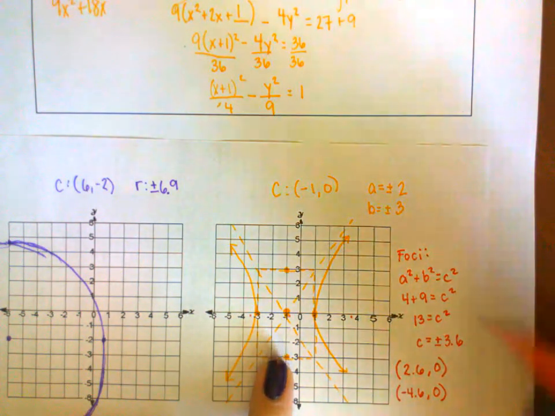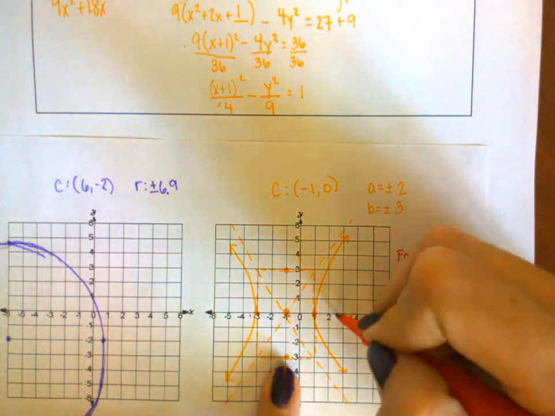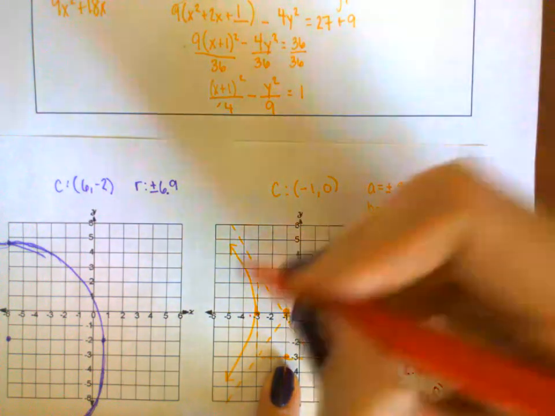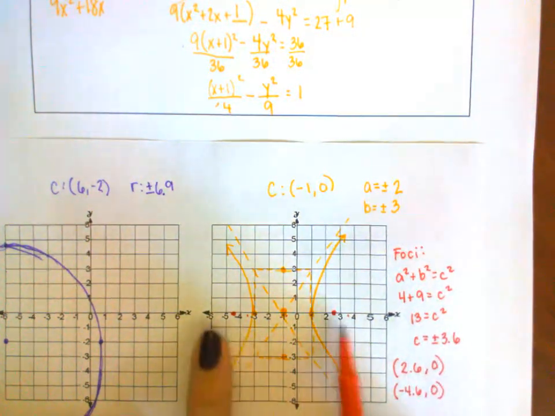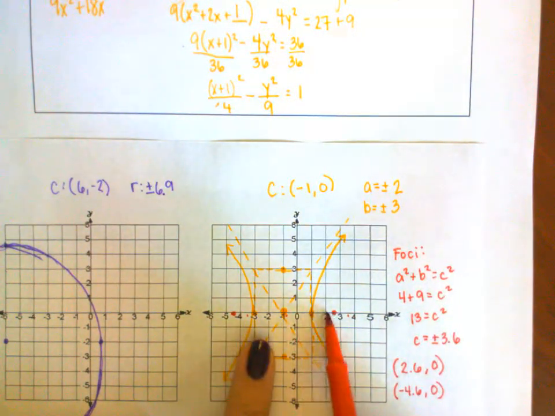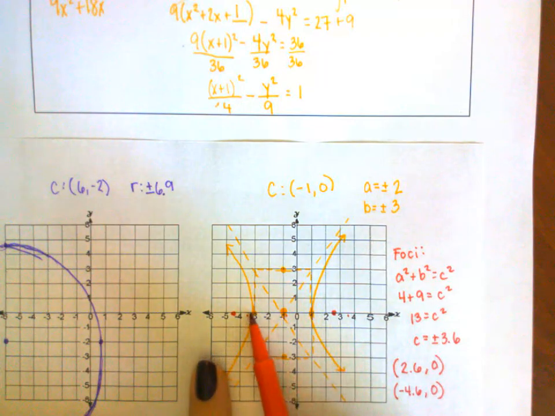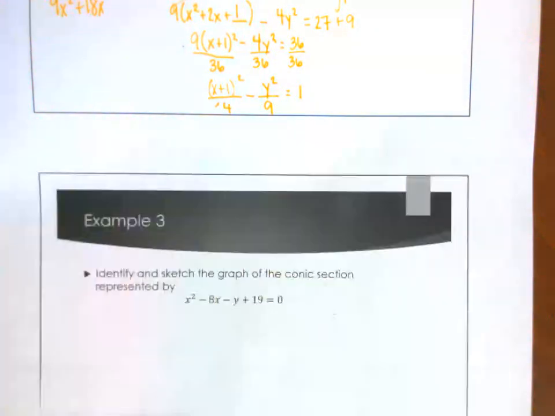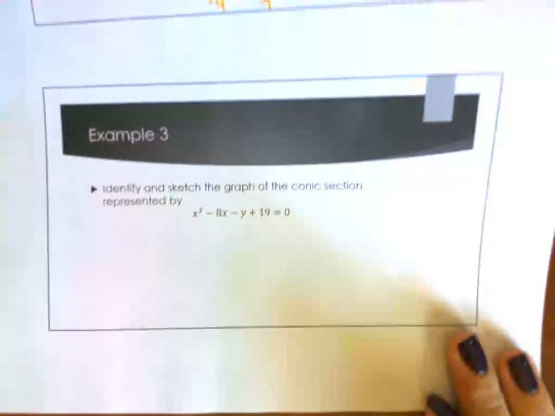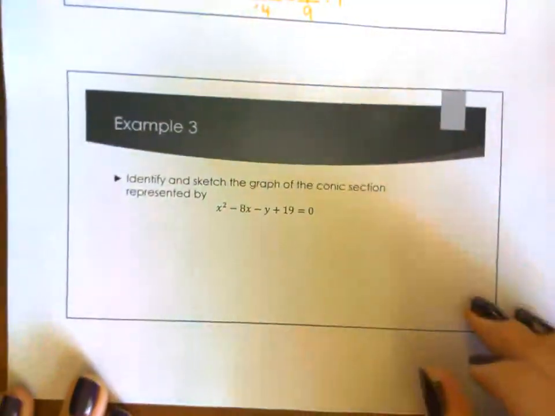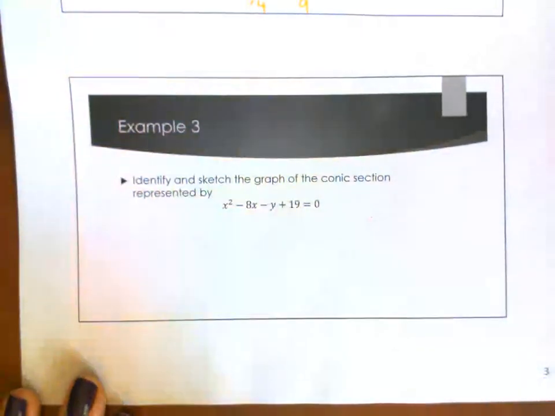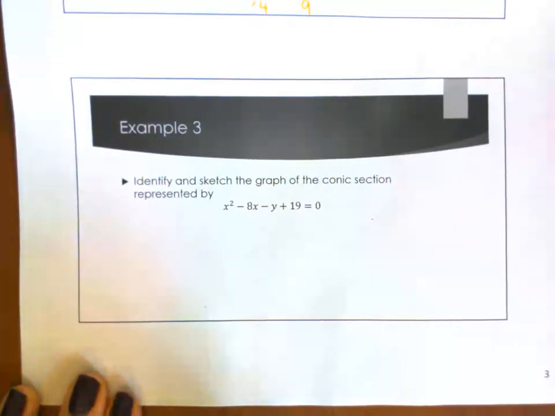All right. So these would be my two foci, (2.6, 0) and (-4.6, 0). And that looks more like they're equidistant from the center. They are both 3.6 units away. All right. So for this one, I would like for you to tell me what shape does it make and how do you know? This is going to make a parabola because it has one squared variable.